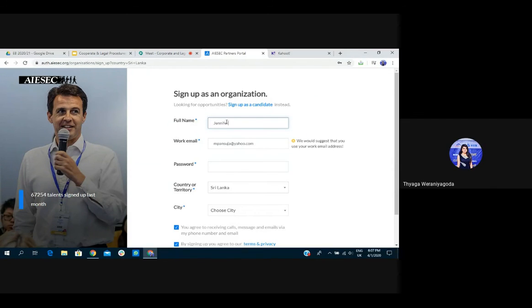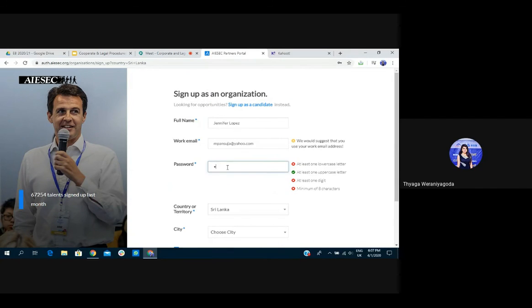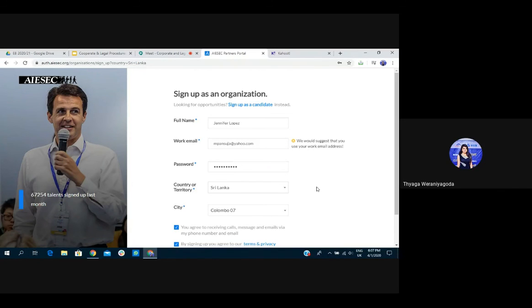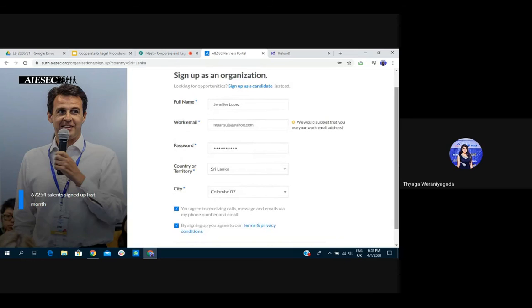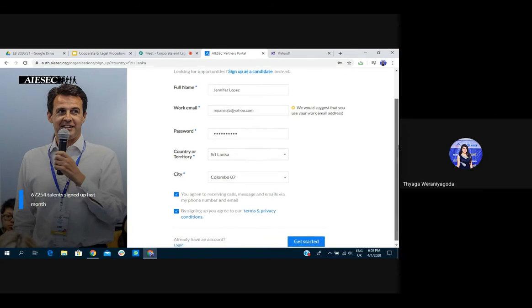I put Jennifer Lopez, and the password like Duka@123. And then Sri Lanka, and then choose Colombo 7. All right, guys, do this with me, definitely, because I can see at the end who has actually applied.